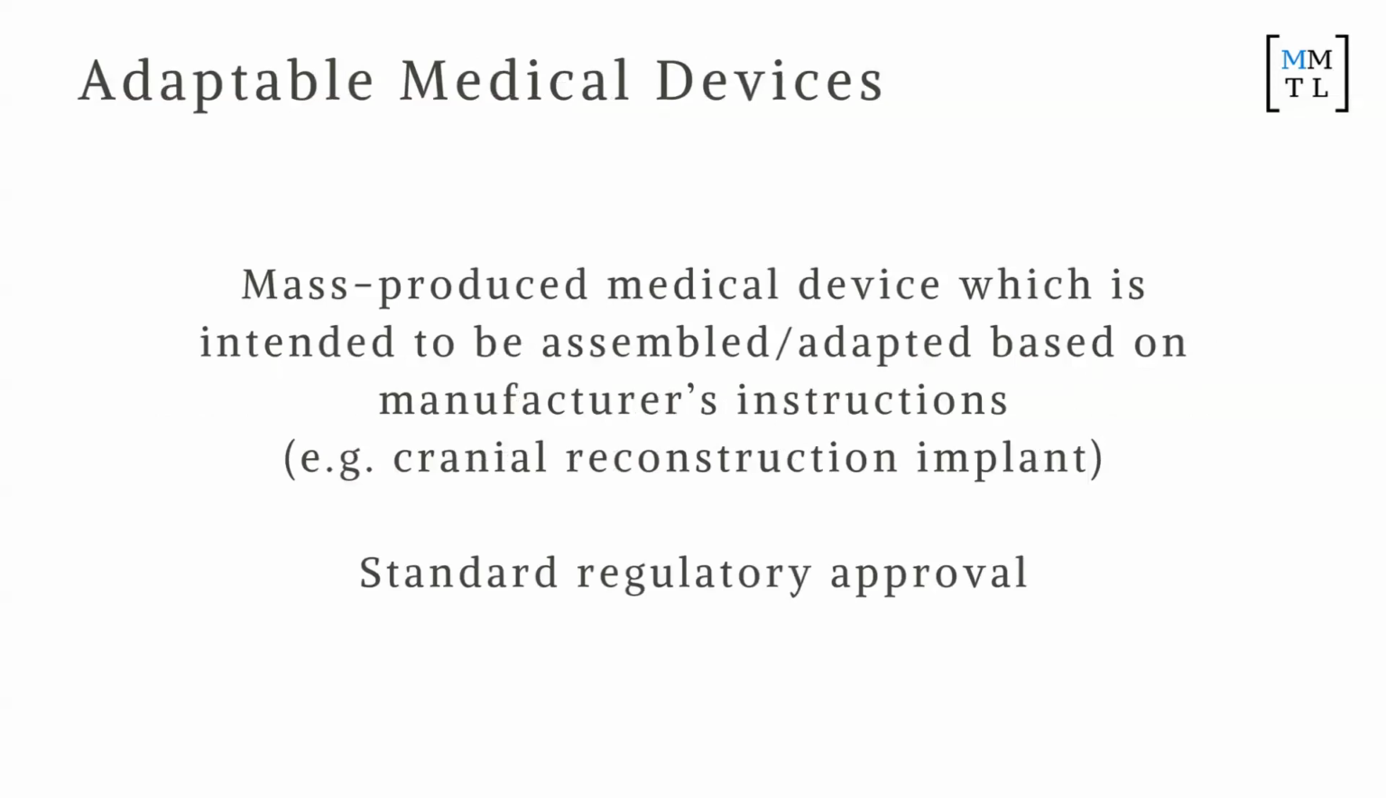Now, another category that the TGA has talked about is what's called an adaptable medical device. These are mass-produced medical devices which are intended to be assembled or adapted based on the manufacturer's instructions. For example, you might provide cranial clay that helps with reconstruction implants. Obviously that needs to be adapted for the patient based on what they're missing on their skull. If you provide something like that, then it does require standard regulatory approval.